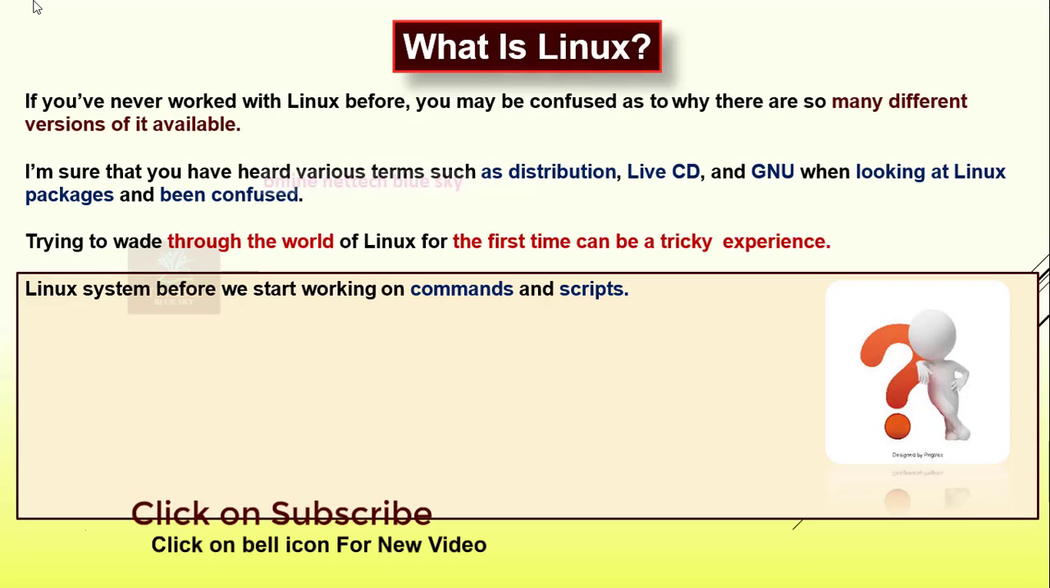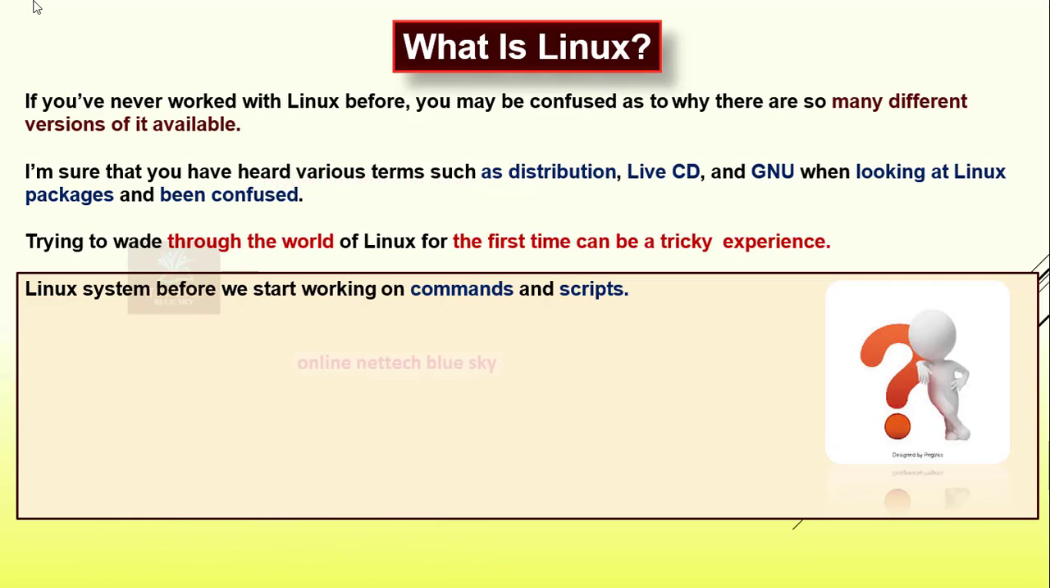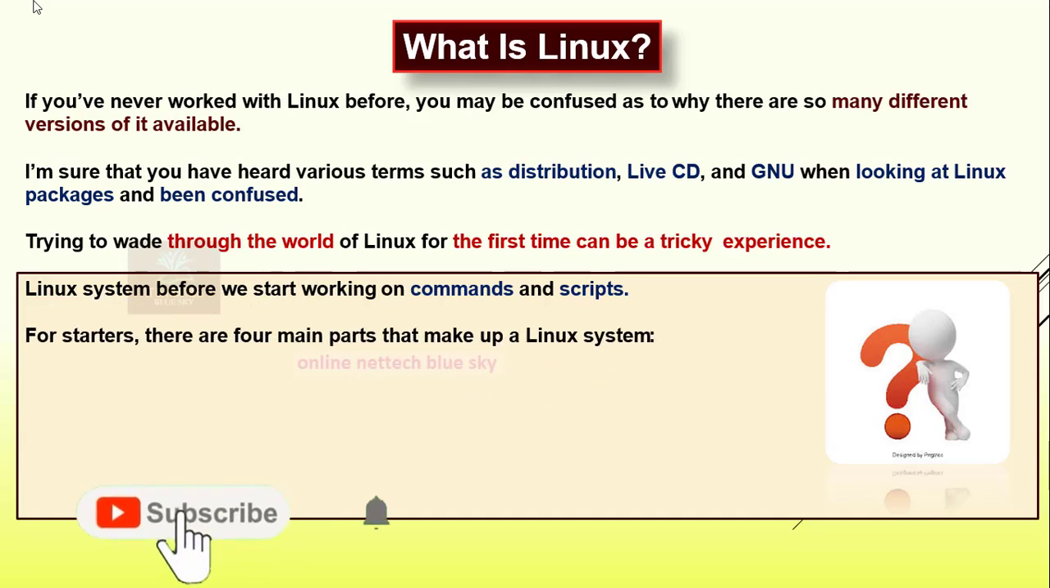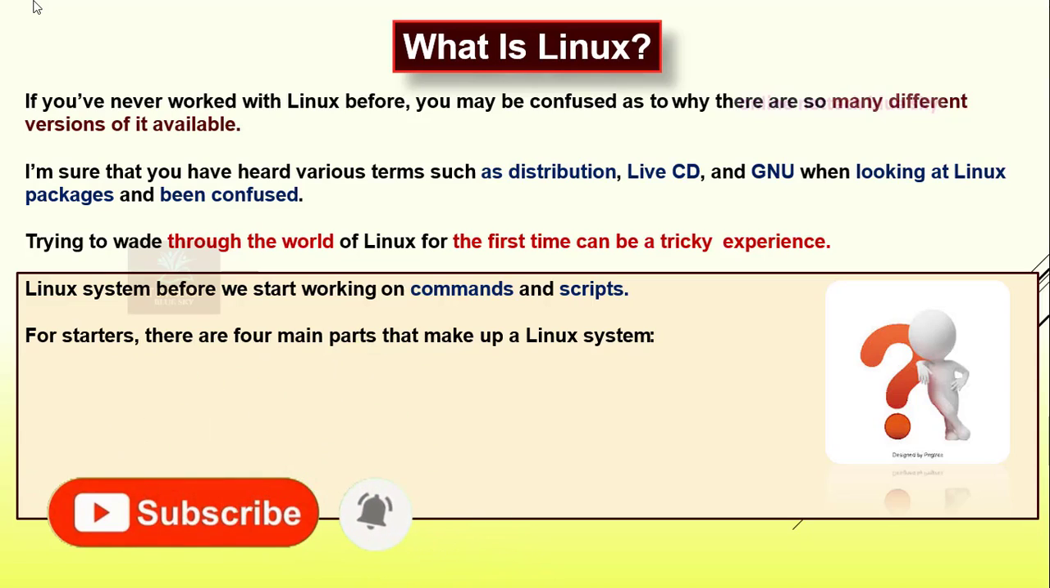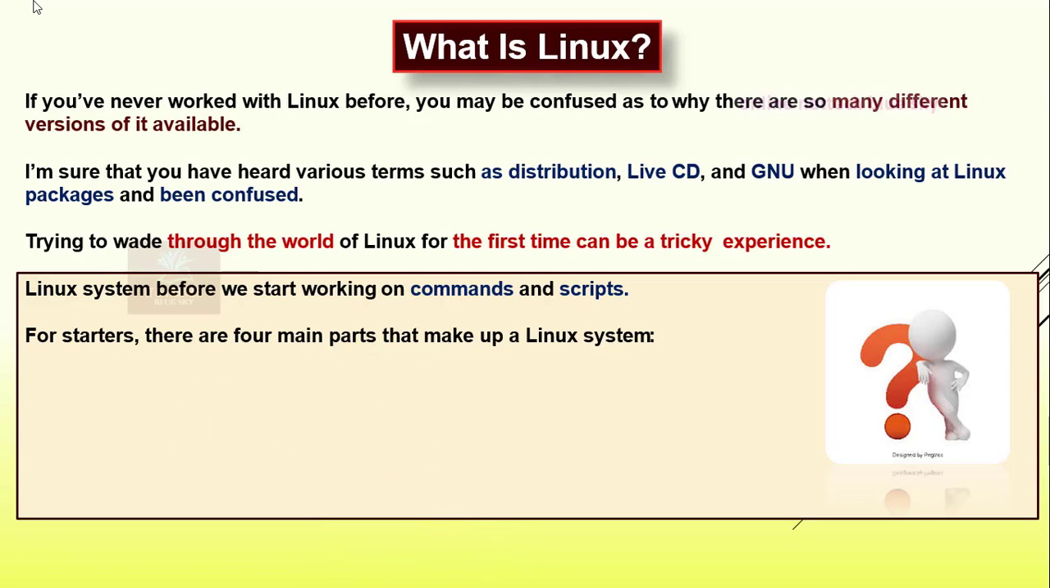Okay, let's understand more about Linux. For starters, there are four main parts that make up a Linux system. These four parts are very important for the Linux operating system.